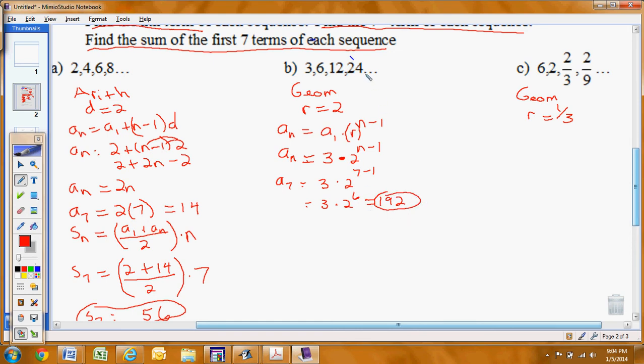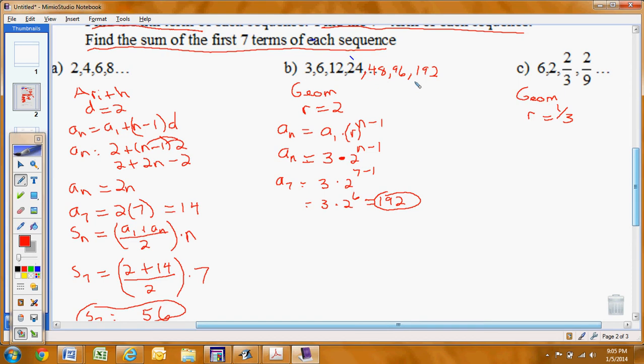Now we could also have generated that by just continuing to go. And I know some of you want to do this all the time, but if I asked for the 100th term, this would take a while. Like if I went 48 to 96 to 192, that would be the 7th term if we count 1, 2, 3, 4, 5, 6, 7. So we could have generated it by continuing the sequence, or we can use the formula. The formula is nice when you get to large values of n.